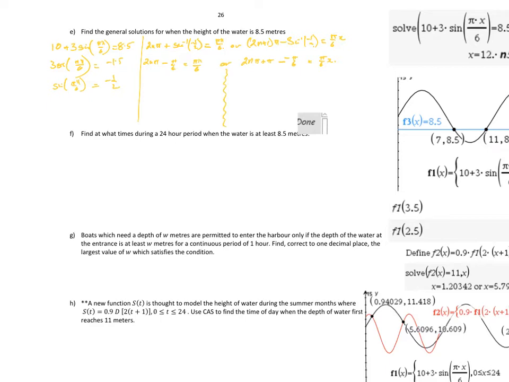So what do I get? I'm going to take π/6 at the front. So I'm going to end up with (12n minus 1) π/6 equals π/6 x. So they cancel. So I get x is equal to 12n minus 1 as one general solution.